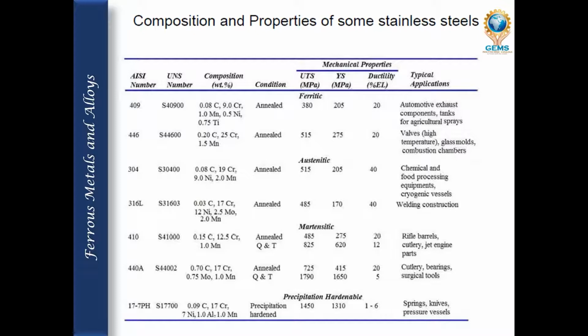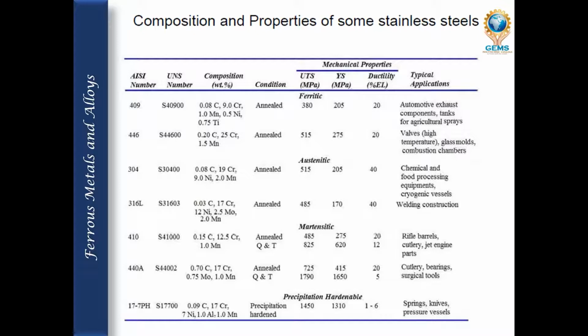The mechanical properties are 515 UTS, YS is 205, and ductility is 40%. So basically the typical applications for this are chemical and food processing equipment, cryogenic vessels. So these are the important ones.